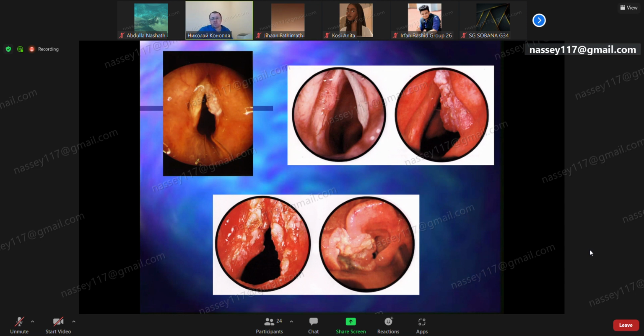N, lymph nodes. It can be N0, no lymph nodes. N1, mobile lymph node, same side. N2, mobile lymph nodes, opposite side or both sides, bilateral. And N3, fixed node, no matter which side. And M, metastasis. M0 absent and M1 present.